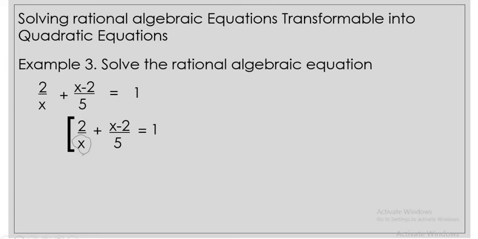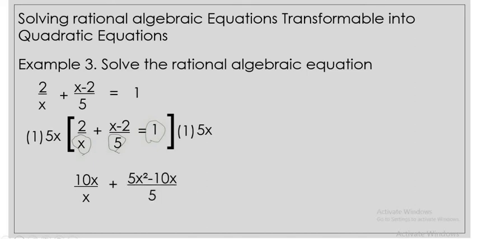Then look at the denominators. So, we have x and 5, and also put this number 1. So we have x times 5 and 1, on both sides. We will now multiply it to the numerators. 2: 5x times 2 is 10x, just copy the denominator.